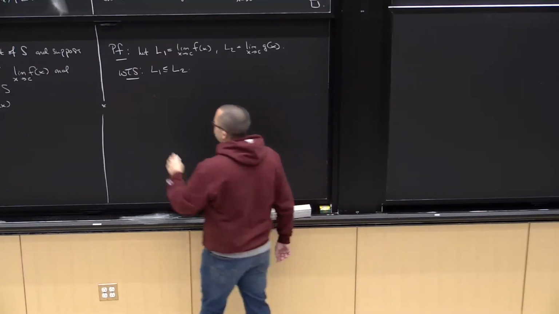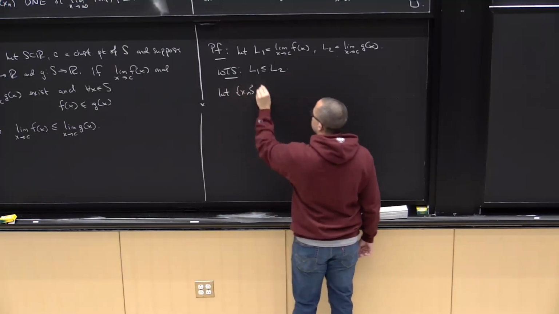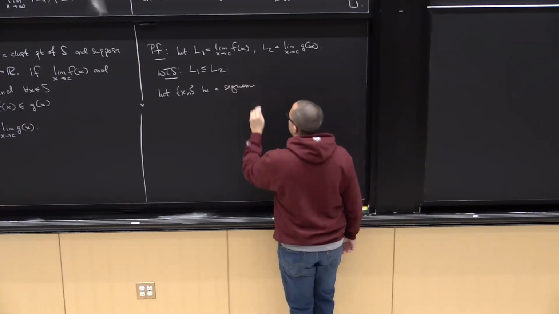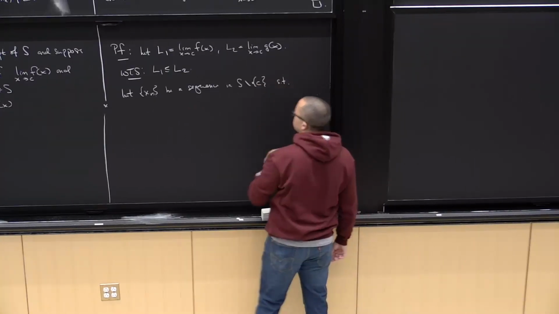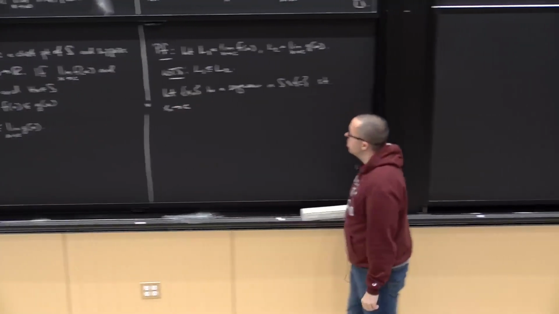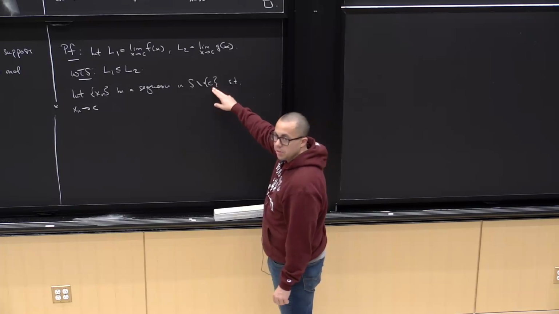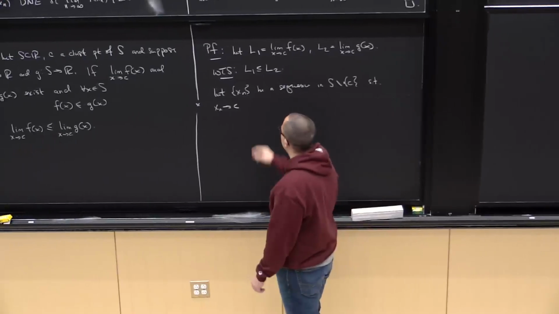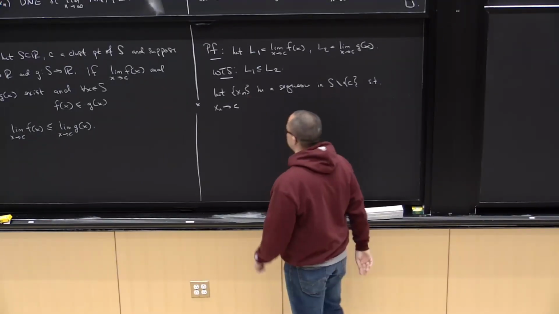Okay. Let x sub n be a sequence in S take away c such that x sub n converges to c. Such a sequence exists because c is a cluster point of S. All right, and you proved in the assignment that if I have a cluster point of S, then there exists a sequence in S take away c that converges to c.